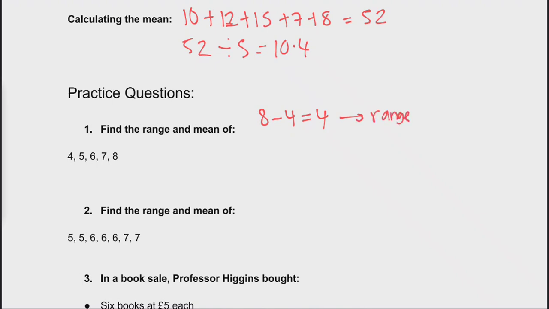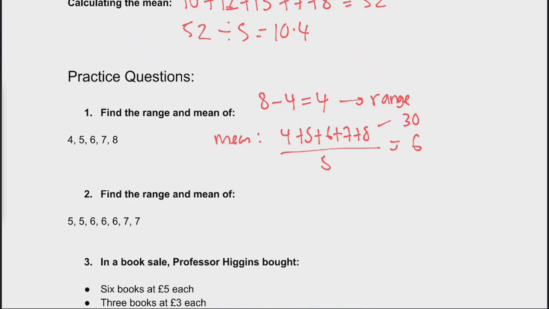And then for our mean, we want to add everything up and divide it by the number of items that we have. So we want to do 4 plus 5 plus 6 plus 7 plus 8 divided by however many numbers we have, which is 5. So if we put this into our calculator, we should get 6. Okay, so the top should be 30, the bottom's 5, that divides to get 6, and that is going to be our mean.